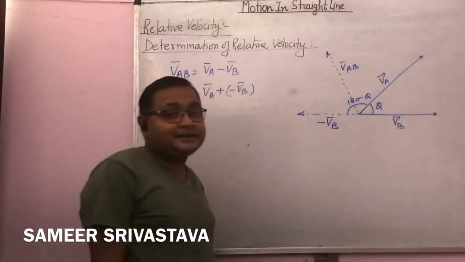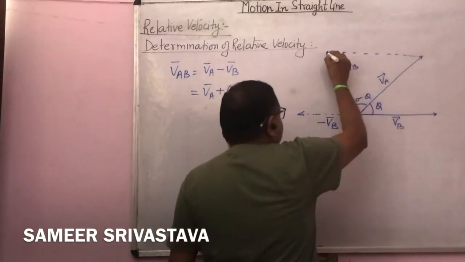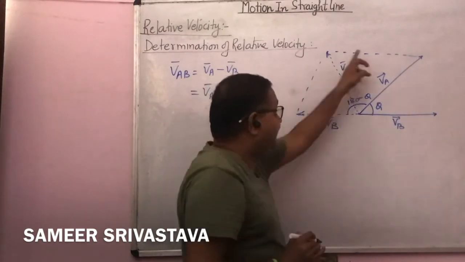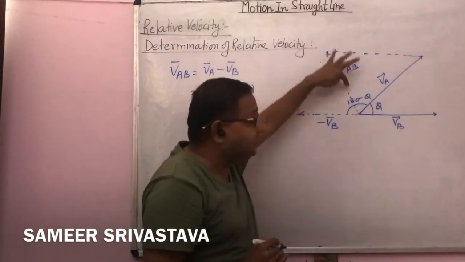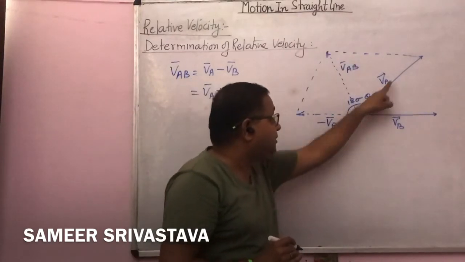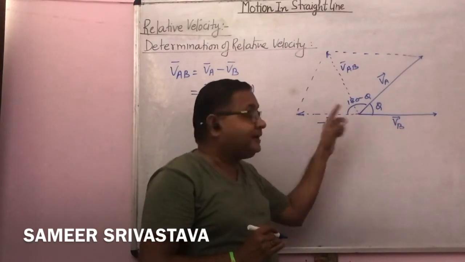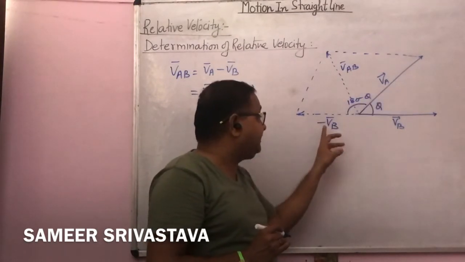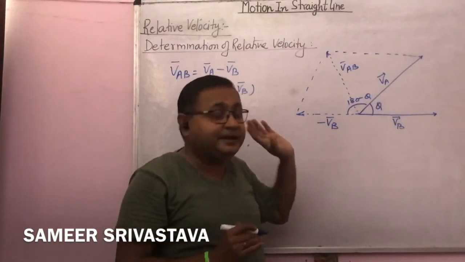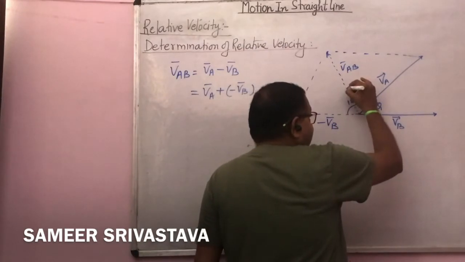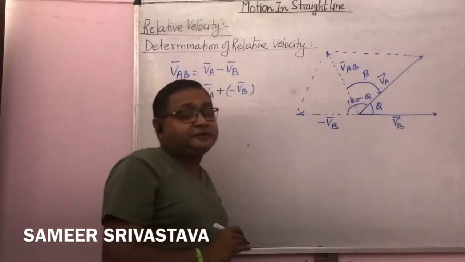This is our resultant velocity VAB. Now we can easily make a parallelogram here. So by the help of the law of parallelogram, we can write VAB vector equals VA vector plus minus VB vector. Okay, and the angle between VA and VB is 180 minus theta, not theta. And now, if I say the resultant makes an angle beta with VA.